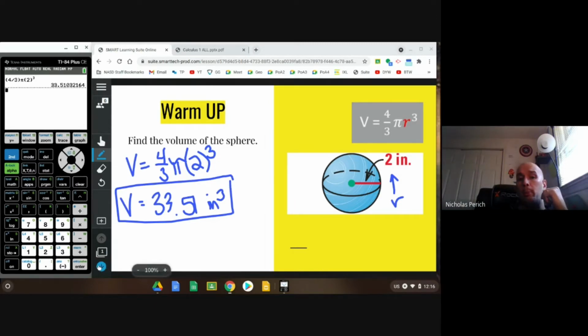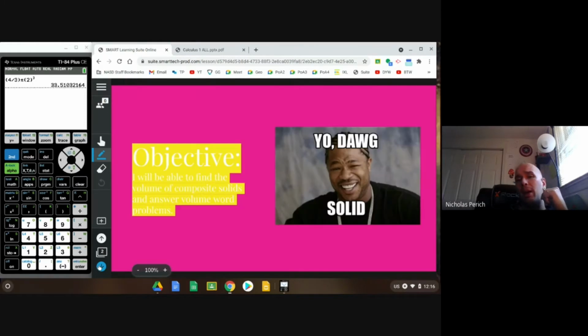Today we're going to talk about composite solids, also known as compound solids. I will be able to find the volume of a composite solid and answer volume word problems.